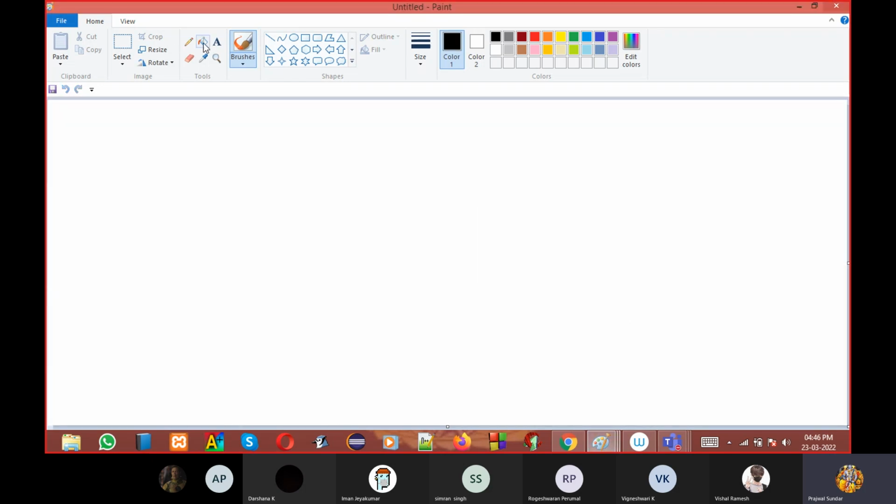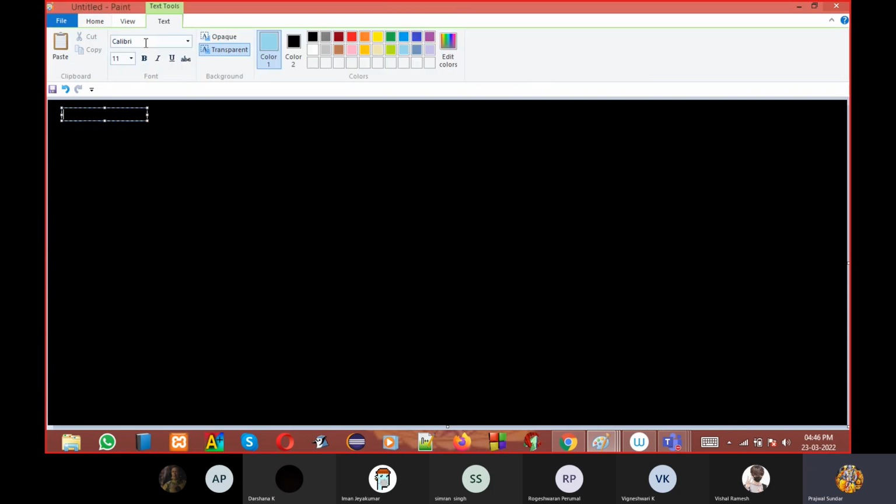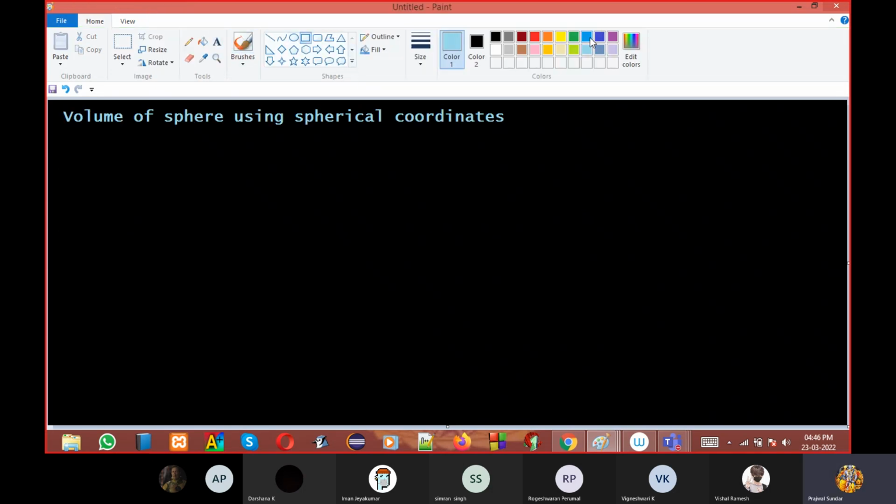Now we will come to the actual interesting part: calculating volume of sphere using spherical coordinates. Some visualization, look at this. We did volume of sphere using cylindrical coordinates. Now we are calculating volume of sphere using spherical coordinates. Now look at this very carefully.